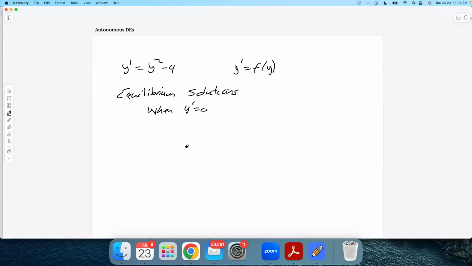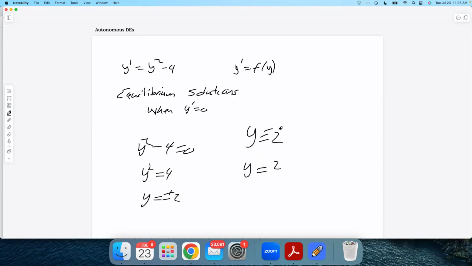Well, for autonomous DEs, a lot of times we can solve those for y, and we get horizontal lines. So we get y squared minus 4 equals 0. That will make y prime equal to 0. So what do we get? We get y squared equals 4, so y is plus or minus 2. So I've got two solutions here, y equals negative 2 and y equals 2.